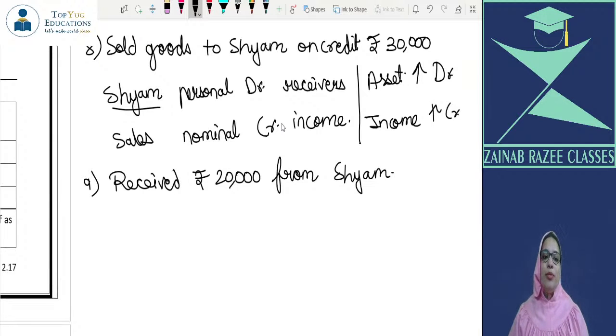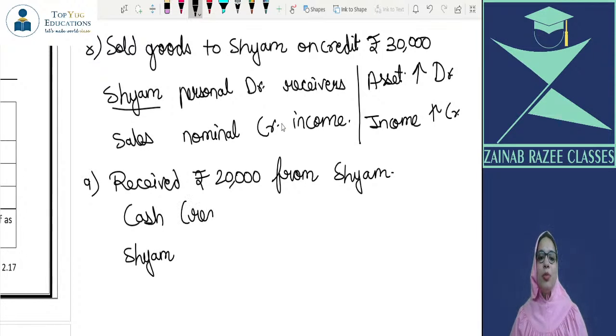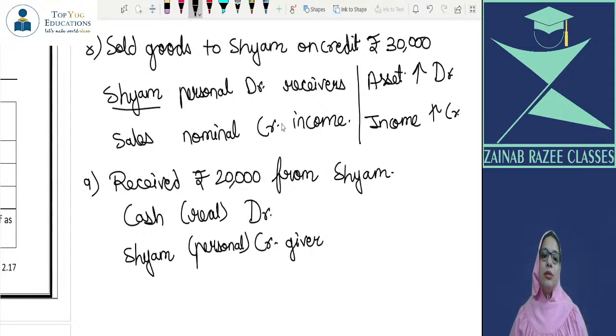Yes, the entry would be cash and Sham. We have received the amount. Cash is a real account. Debit what comes in. That is why cash will be debited. Sham is a personal account. Debit the receiver, credit the giver. Sham is the giver here. So credit the giver.